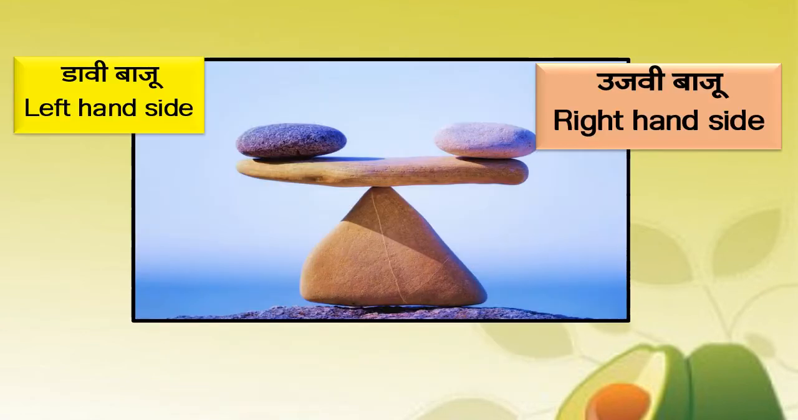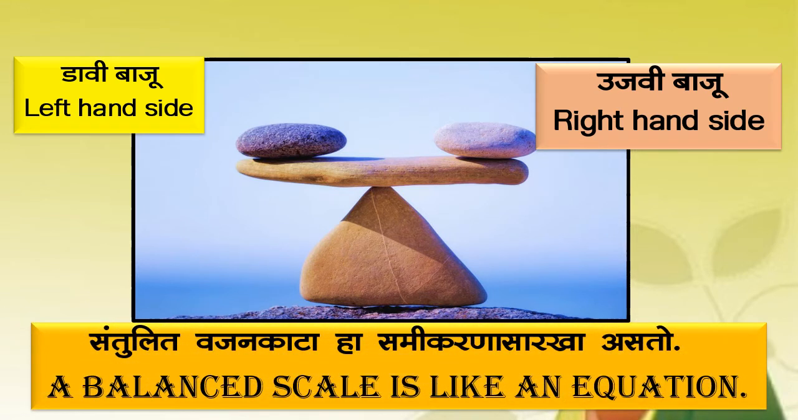How? See here. There are two sides, left hand side, right hand side, right? Now a balanced scale is like an equation. Now here, see this scale, two different stones are there, but their values are the same, their weight is the same, and therefore this is balanced. And a balanced scale is like an equation.